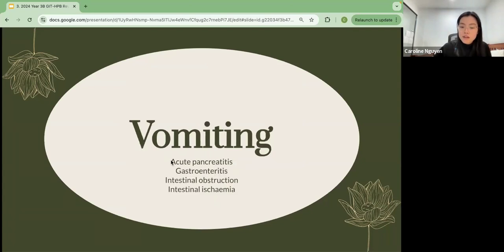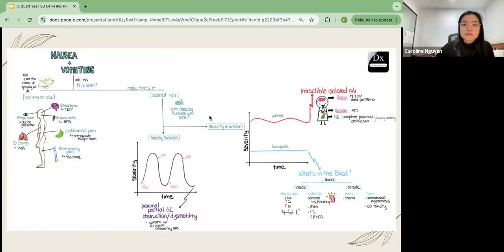Vomiting. We've talked about acute pancreatitis, gastroenteritis, obstruction and ischemia. All of these can cause vomiting. The link between ischemia and vomiting is that ischemia causes damage to the bowels, and sometimes that can reduce peristalsis, and that can cause obstruction. I believe that's the link. And then obstruction causes a backup of bile or food inside the intestines, and that leads to vomiting.